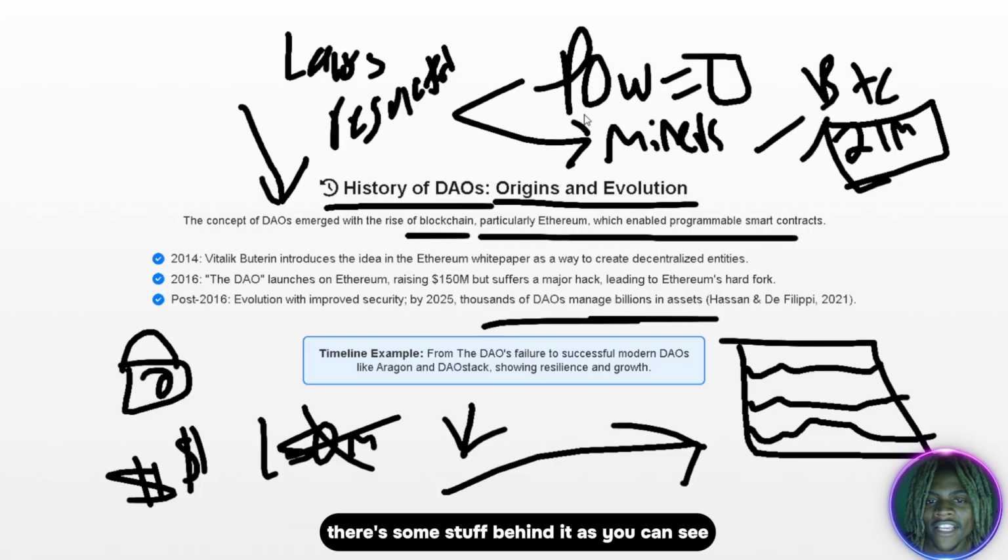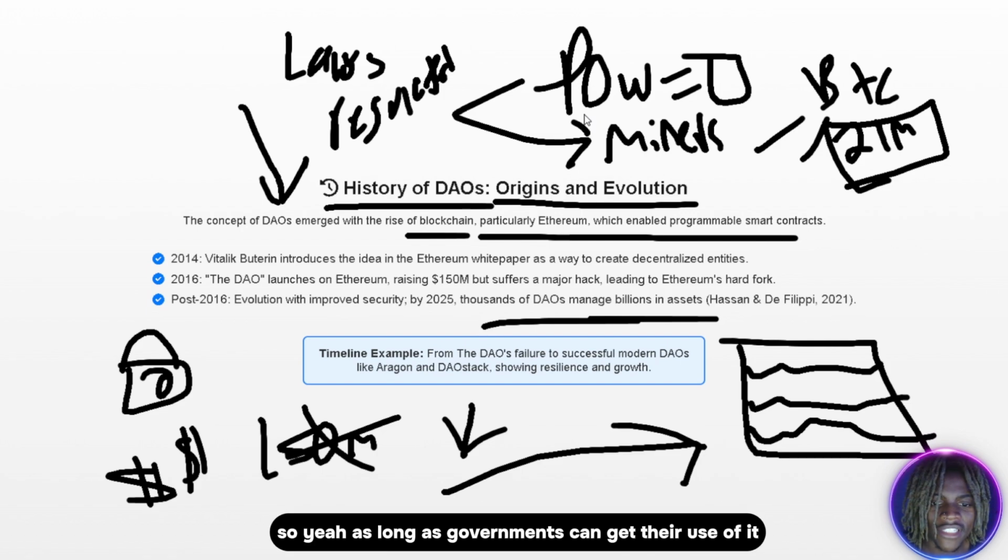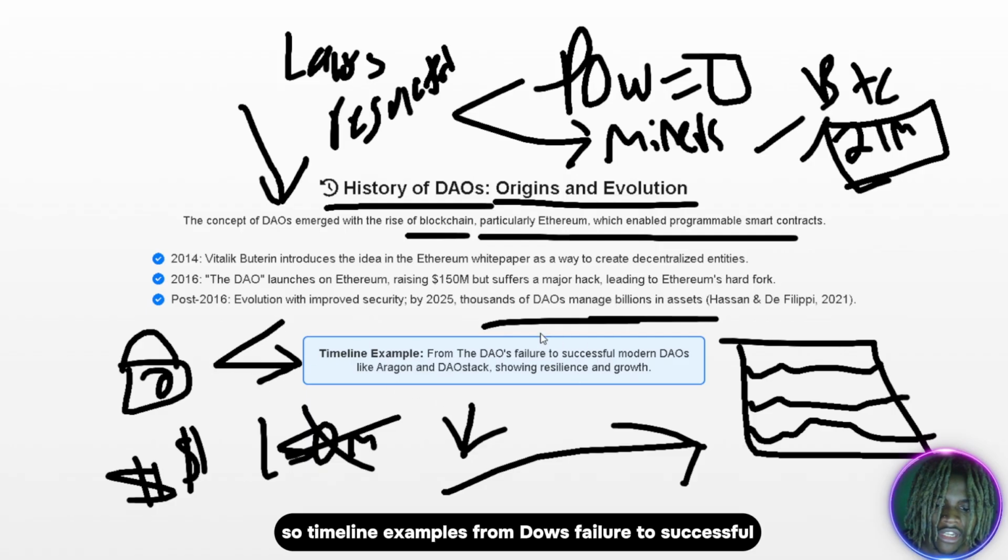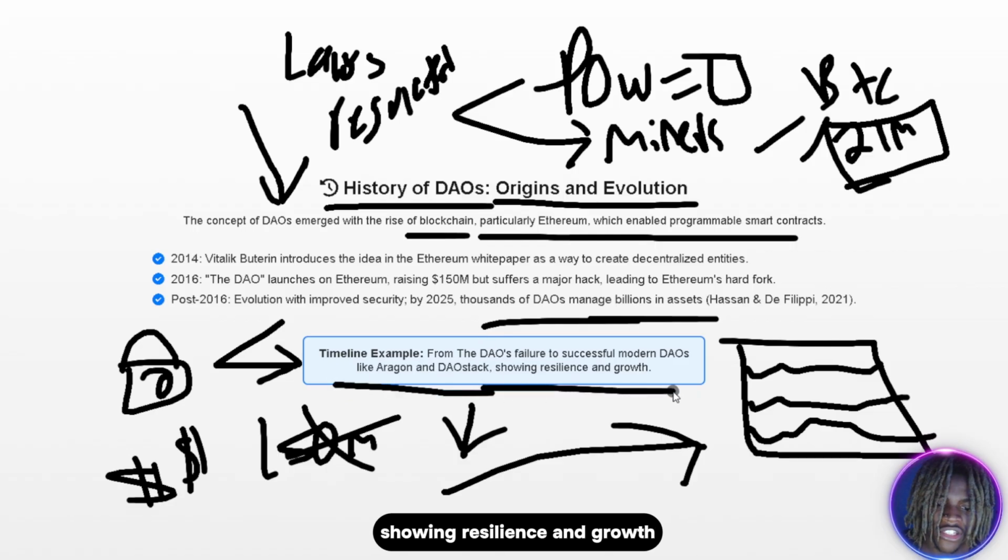There's some stuff behind it. As you can see, that's why government bodies have been buying lots of cryptocurrency. So as long as governments can get their use of it, then we can too as retail traders, inshallah.